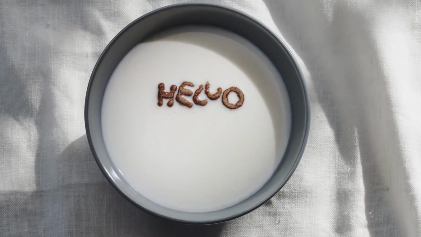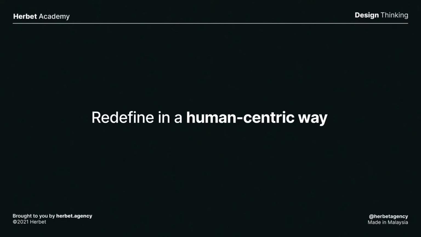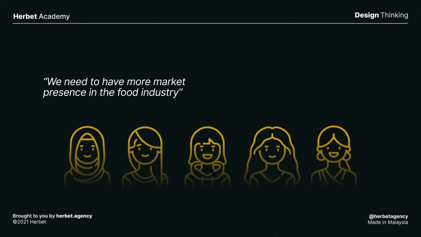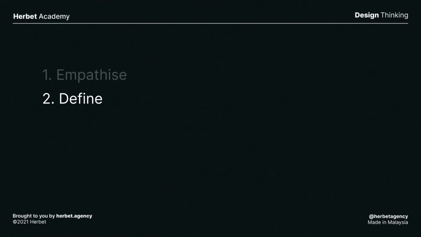So this stage is about analyzing and trying to synthesize the results that you got from the first phase. Now that you've felt what your audience has felt, it's time to understand what it means, dissect it, and put it on paper. The point of redefining all these things is, again, to redefine it in a human-centric way. So for instance, instead of saying, hey, we need to have more market presence in the food industry to 5% of these girls, you can instead say, teenage girls need more healthy food to survive. It's good for them.